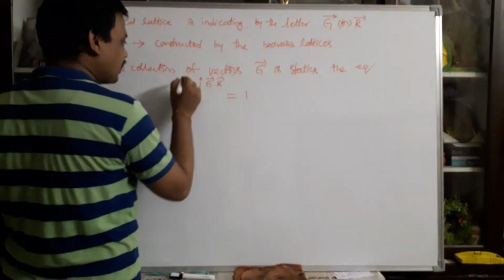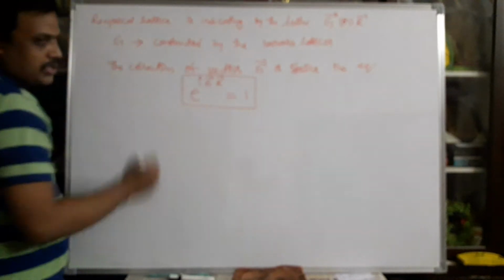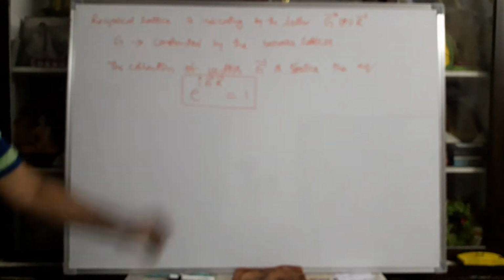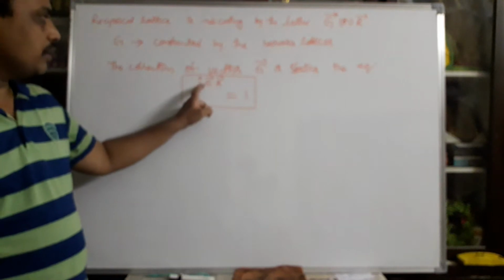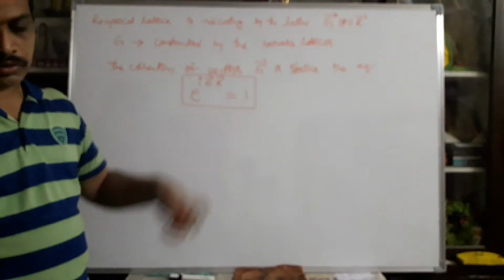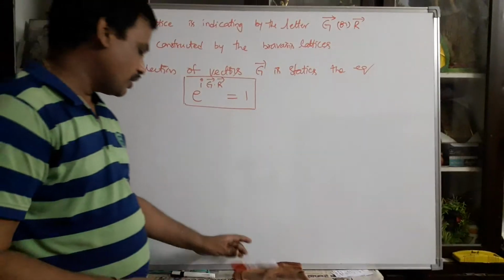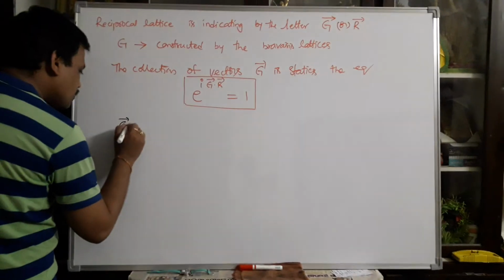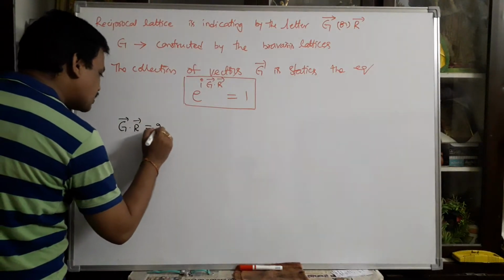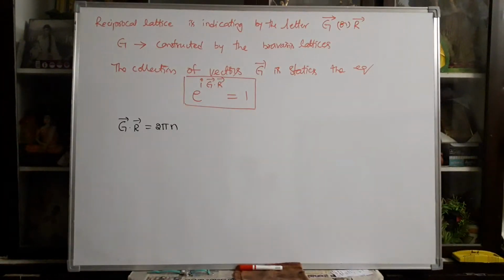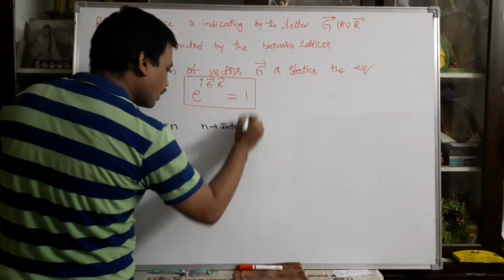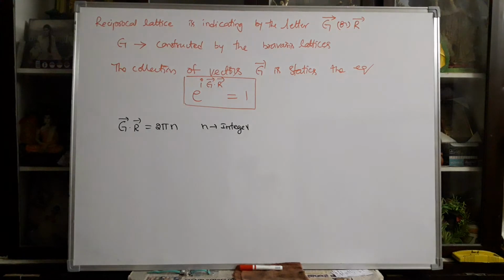This is represented in Fourier transformation. Already I showed in the past derivation e power i G bar dot R bar must be equal to 1. At this condition, according to Fourier transformation, the G bar dot R bar value is always equal to 2 pi n. Here n is nothing but an integer.